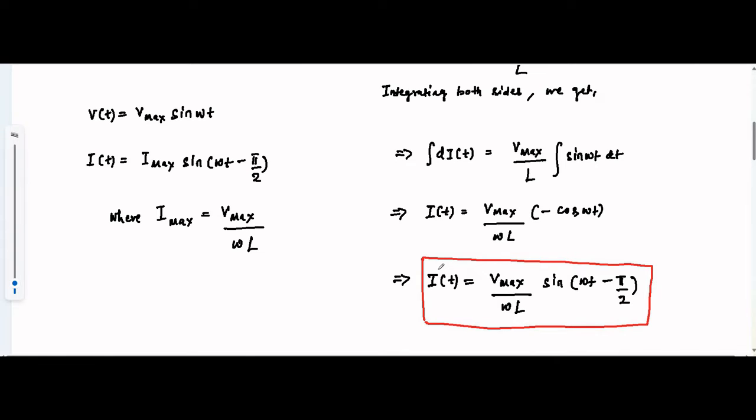Okay. Now here there is something very interesting. This omega L part is called inductive reactance. It is expressed as X subscript L, inductive reactance. It has units in ohms. XL is equal to omega L, which is also equal to 2 pi f L.